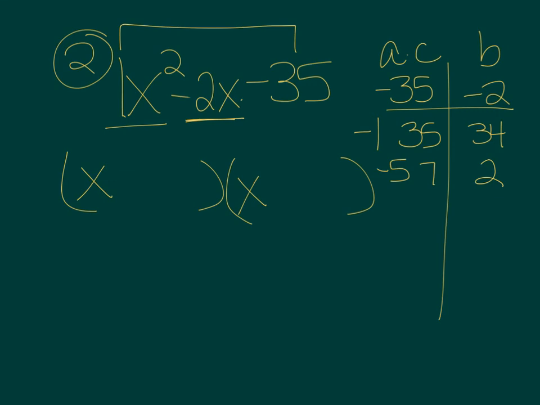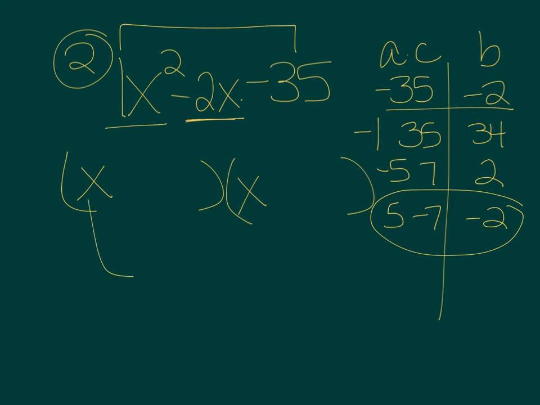So we run into the same problem we did on the last one. How do I get this a negative 2? Well, I'm going to switch my negatives. So 5 and negative 7. So again, if I multiply these two, I still get the negative 35. And if I add them, I get a negative 2, which is what I want.